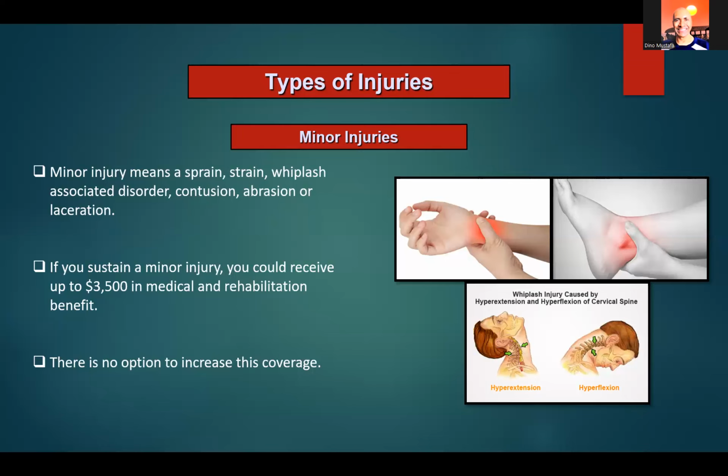So they will be given treatment, up to $3,500 worth of treatment. Nobody's getting a check. They may be sent to a clinic or something to get the treatment, not the money, but up to $3,500 in medical and rehab benefit. That's the maximum. There's no option to increase this coverage.